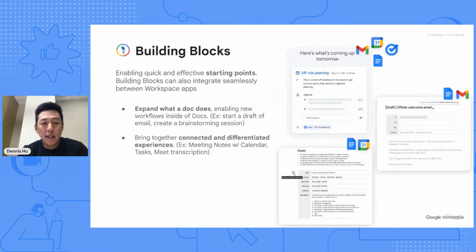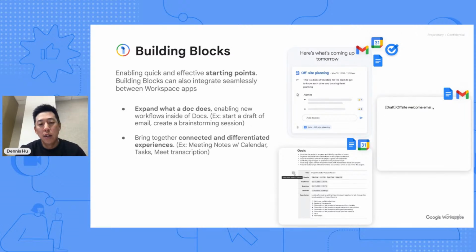So let's dive in. Building blocks will be the first key area that I'll be diving into. And really, you can think of Smart Canvas building blocks as the ability for users to quickly and effectively start their document. We've built it so that they can integrate directly and seamlessly in between workspace apps as well. And of course, I'll show examples of this. But really, it starts to expand the basis of what a doc is.